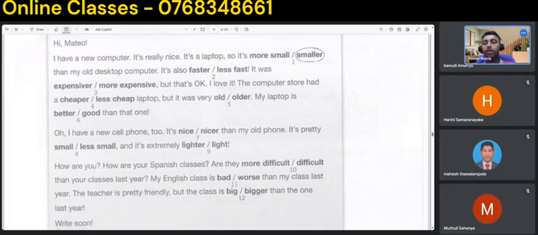Okay, so then let's look at the email. Hi Matthew, I have a new computer. It's really nice. It's a laptop. So it's more small. No, when we are comparing, we don't say more small, we say smaller. There is no comparative form as more small. It's smaller than my old desktop computer.